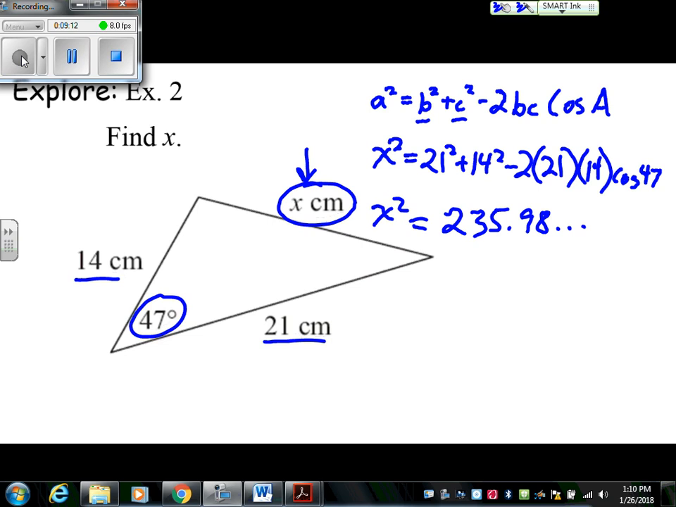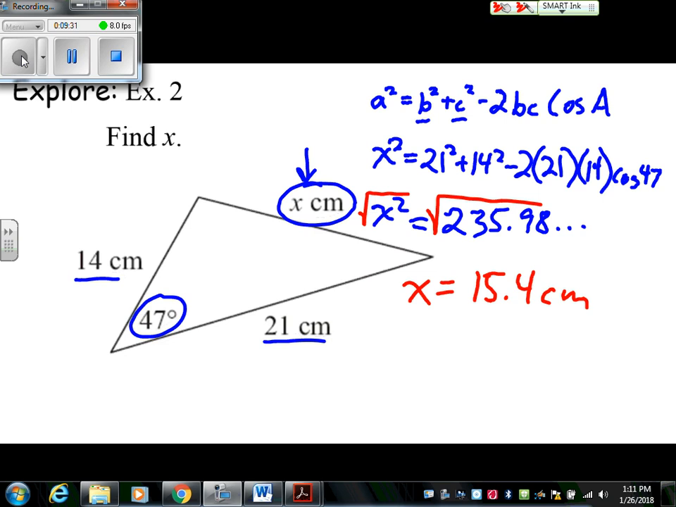Am I done with this problem? I'm so close, but I still have x being squared. So I need to square root the x to get rid of the squared symbol, and I do the same to the other side in algebra. So our final answer is going to be x is equal to approximately 15.4 centimeters.